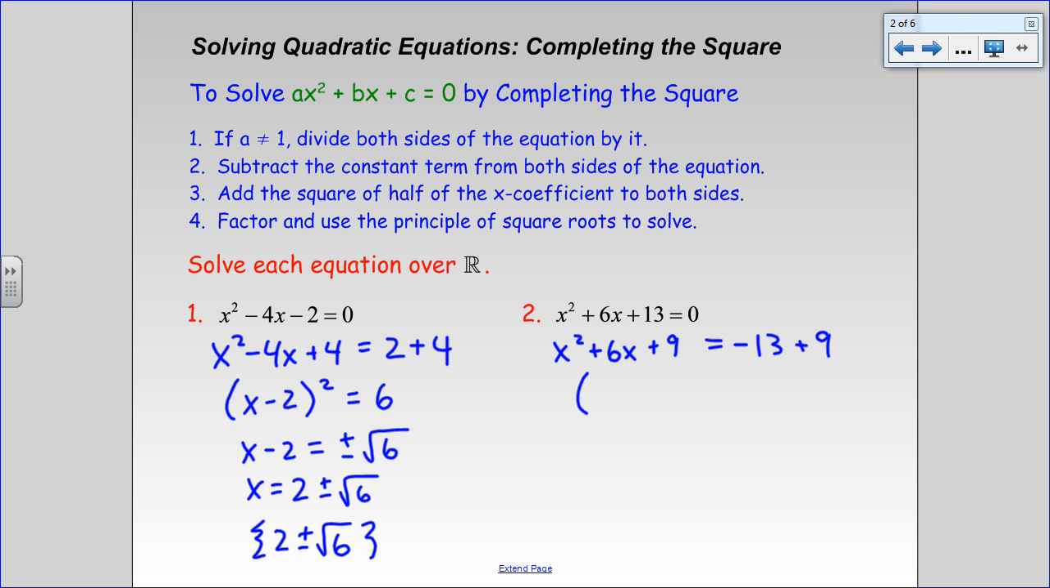Factoring the left-hand side, we have the quantity x plus 3 squared. Simplifying the right-hand side, we have negative 4. Using the principle of square roots, we would have x plus 3 equals plus or minus the square root of negative 4. In this case, we see that the right-hand side is the square root of negative 4, which is an imaginary number. Therefore, there are no real solutions for this quadratic equation, and so we'll write our solution set as the empty set.